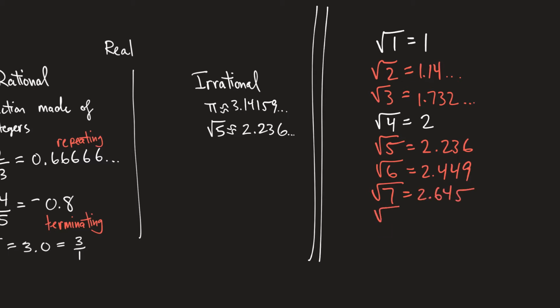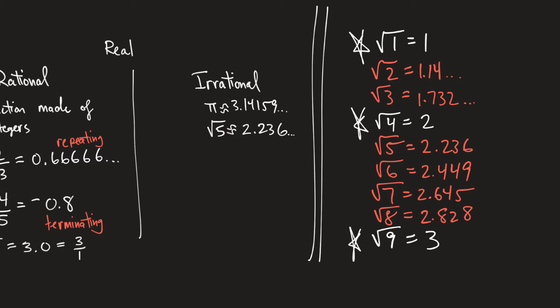2.645. Square root of 8, don't know what that is. I mean, that's saying what times itself is 8. 2.828. And I'll do this. Square root of 9 is 3. So I'm hoping you notice here what I was doing. I was noting these that I call nice square roots.